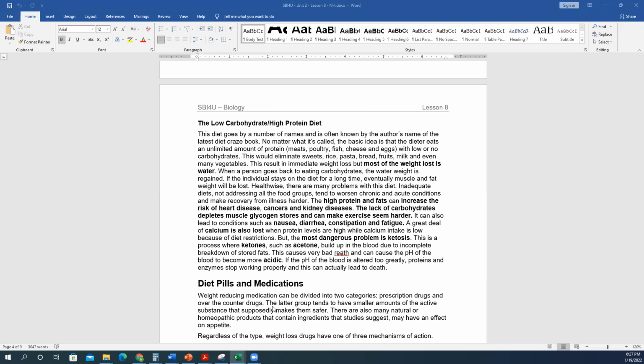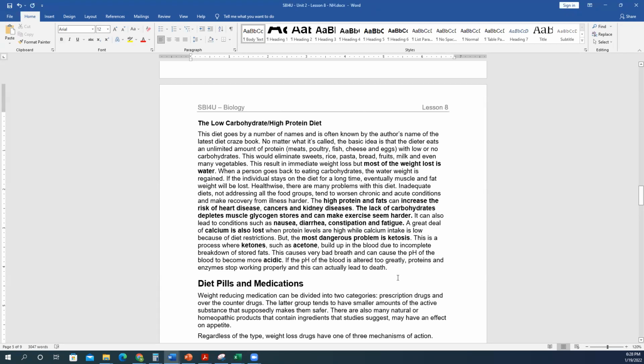But the most dangerous problem with this type of diet is ketosis. This is a process where you get ketones, and acetone is one of them. These ketones will actually start to build up in your blood because of the incomplete breakdown of your stored fats. And this will cause bad breath. Yeah, it's known as ketone breath.